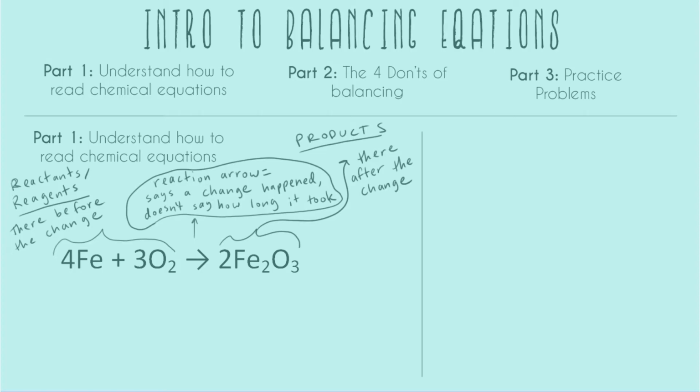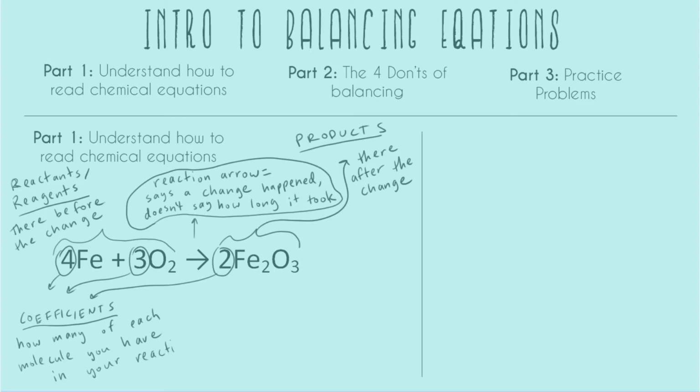And so now I want to kind of dig into the numbers because there's these 2 different types of numbers, and it's really important for balancing and everything else that you understand the difference between them. So first we have our regular sized numbers that always go to the left of our atoms or molecules, and this is called the coefficients. And what the coefficients mean is how many of each molecule you have in your reaction.